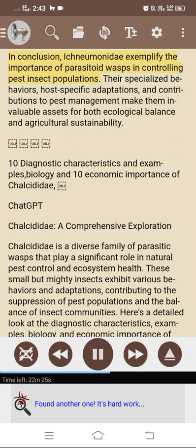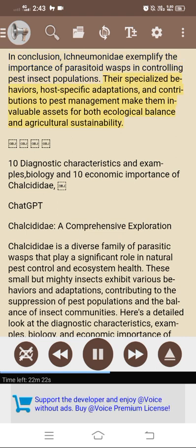In conclusion, these wasps exemplify the importance of parasitoid wasps in controlling pest insect populations. Their specialized behaviors, host-specific adaptations, and contributions to pest management make them invaluable assets for both ecological balance and agricultural sustainability.